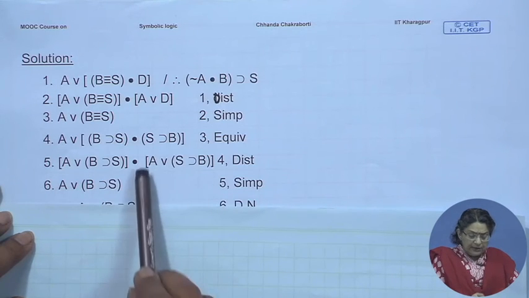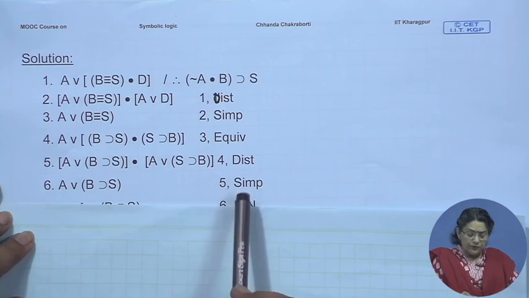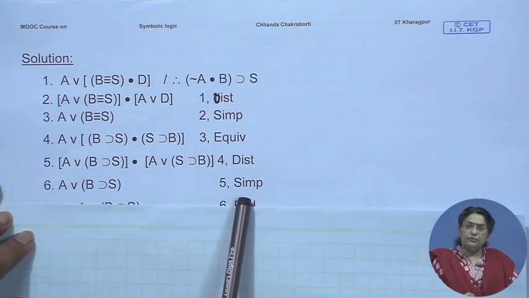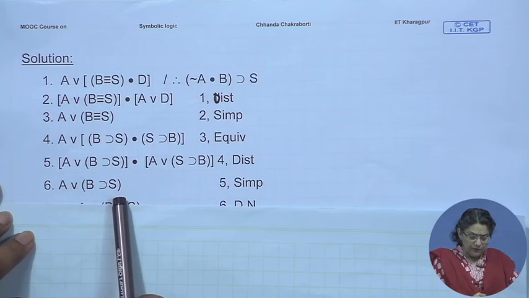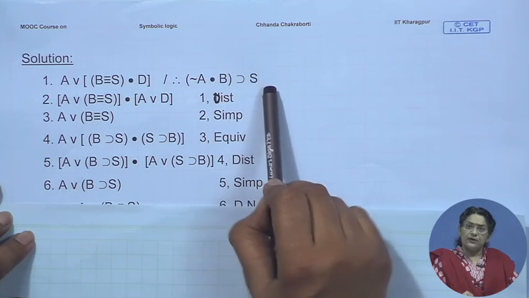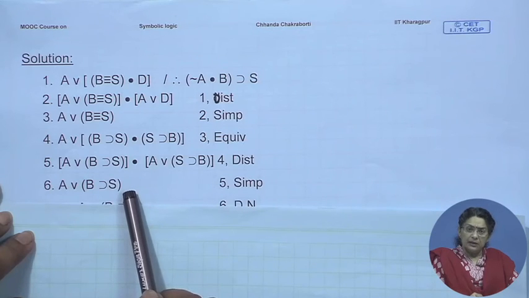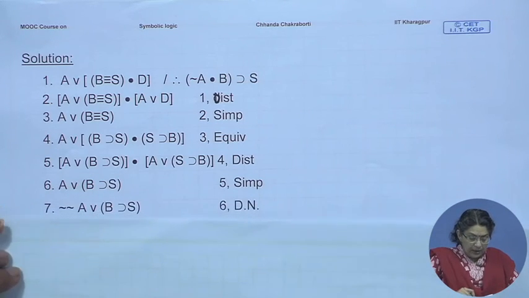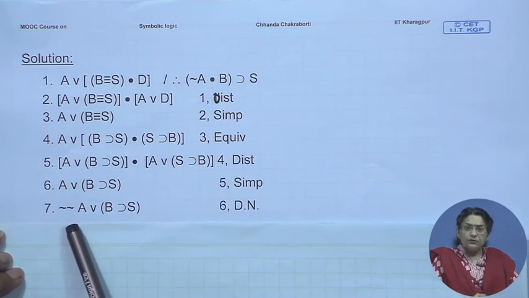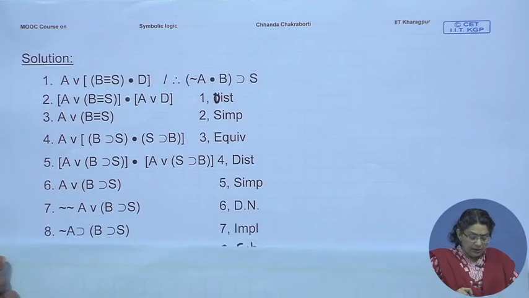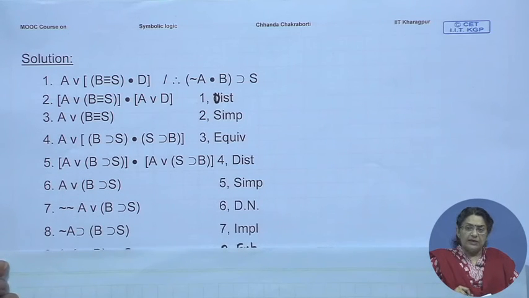Once you have obtained that, this part is being eliminated by what? Again the rule is simplification. So, now you have only this. This is your final target, but we are getting close. This is double negation, of course, which requires no explanation, and this is implication.